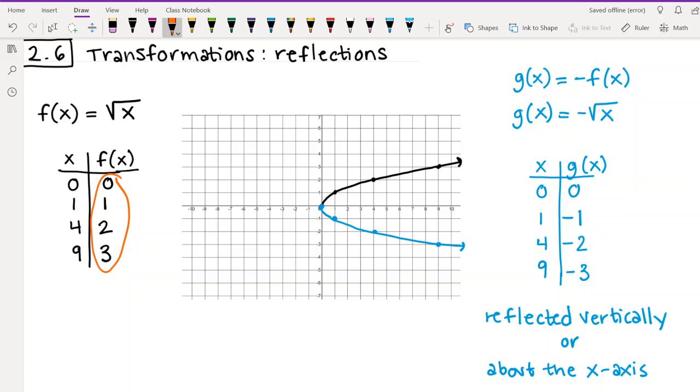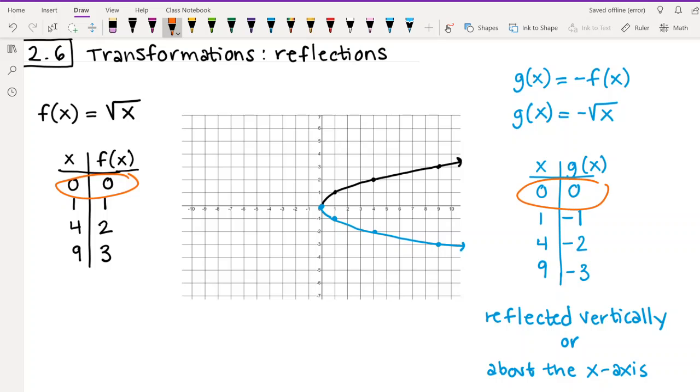But what happened here was that we added in this negative sign, right? And so we had negative square root of x. And so what ended up happening is that all of the y-coordinates became negative. And so if you think about it, if the x-coordinates stay the same and the y-coordinates become negative, that's just going to take your whole graph and basically flip it upside down, and specifically flip it over the x-axis.